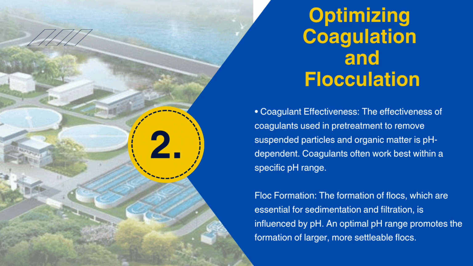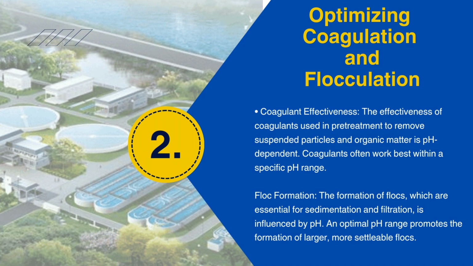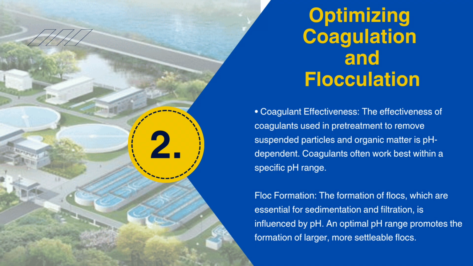2. Optimizing coagulation and flocculation. Coagulant effectiveness. The effectiveness of coagulants used in pretreatment to remove suspended particles and organic matter is pH dependent. Coagulants often work best within a specific pH range. Floc formation. The formation of flocs, which are essential for sedimentation and filtration, is influenced by pH. An optimal pH range promotes the formation of larger, more settleable flocs.